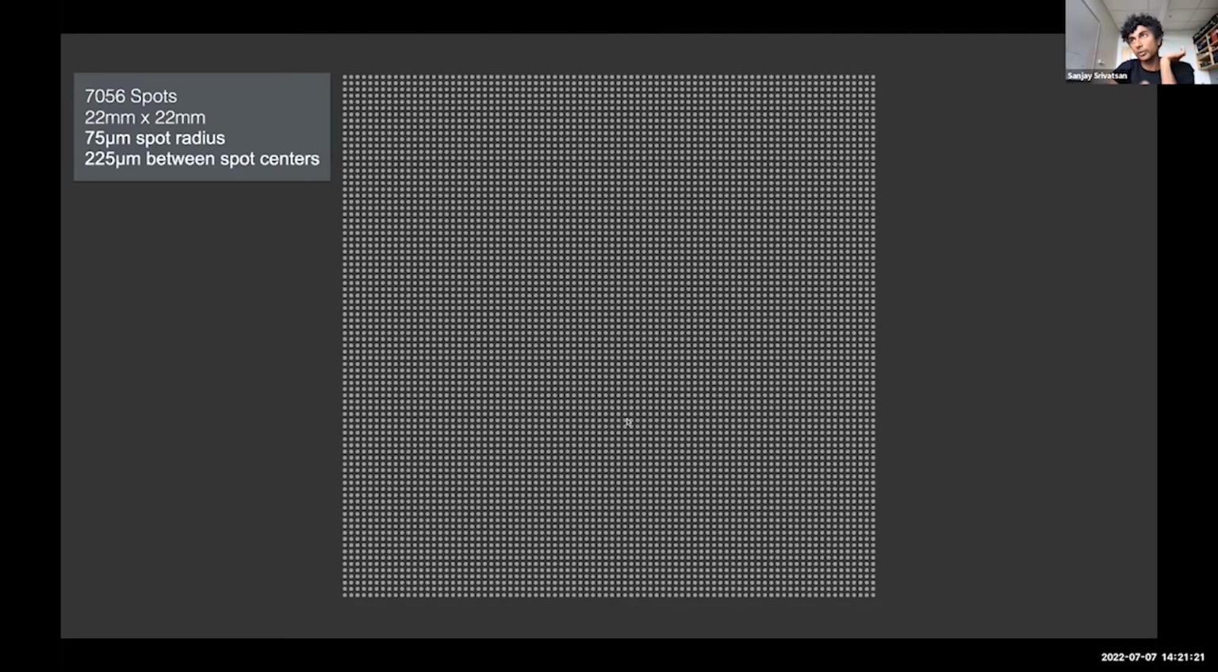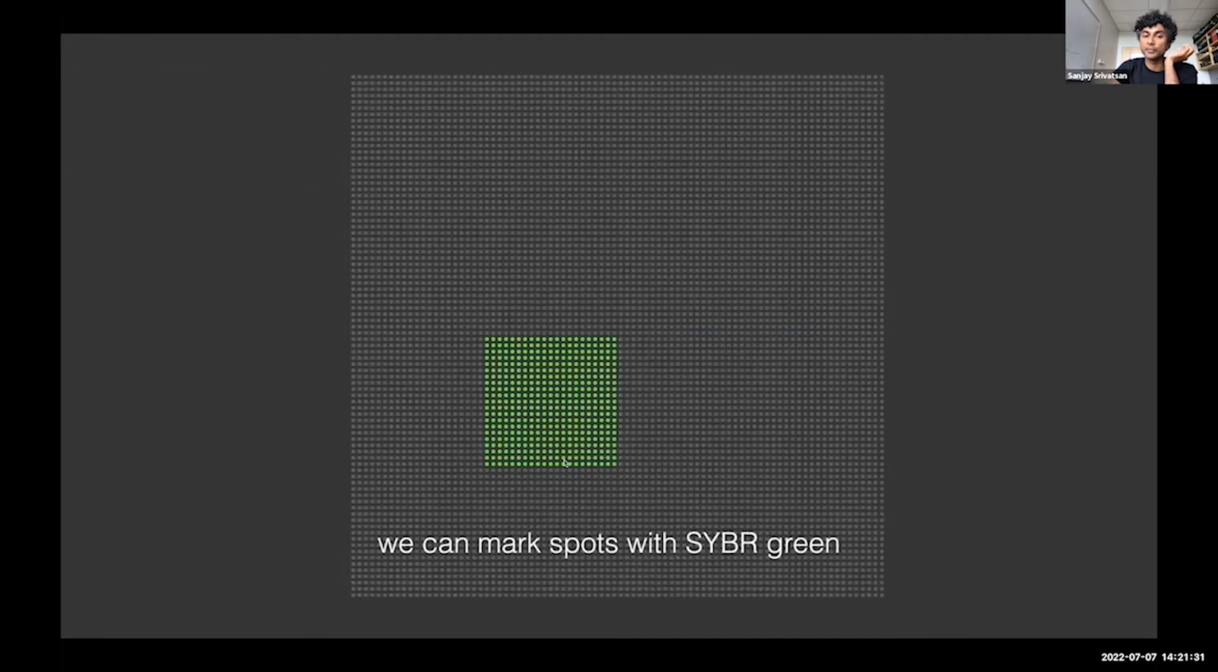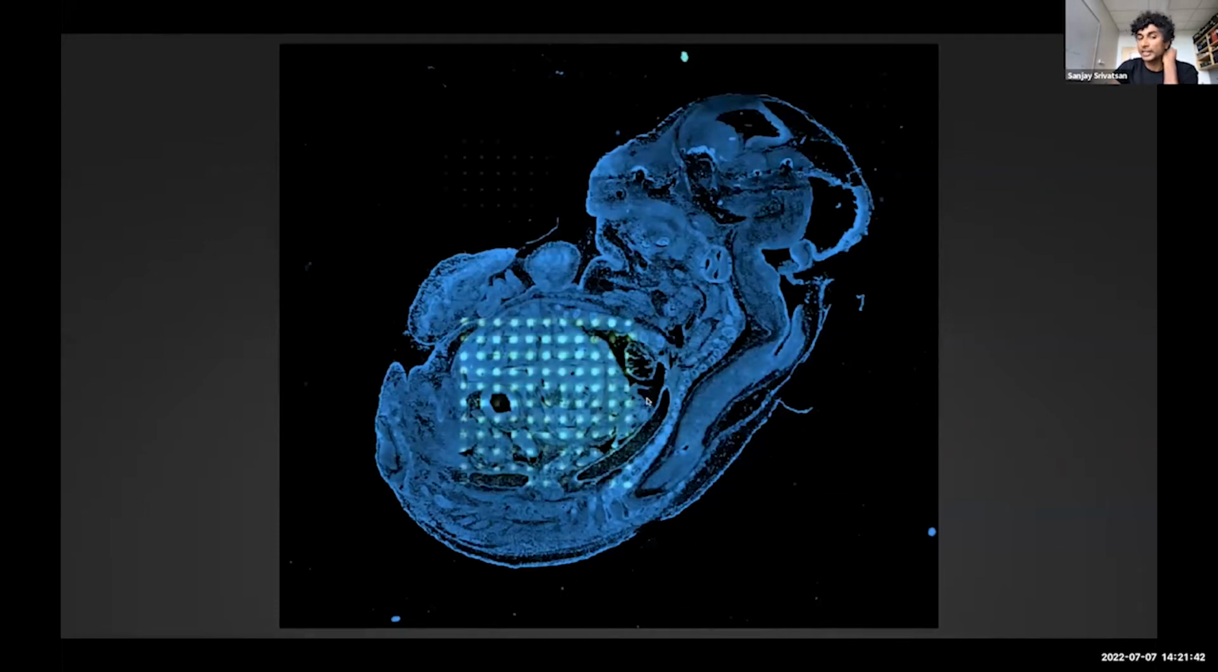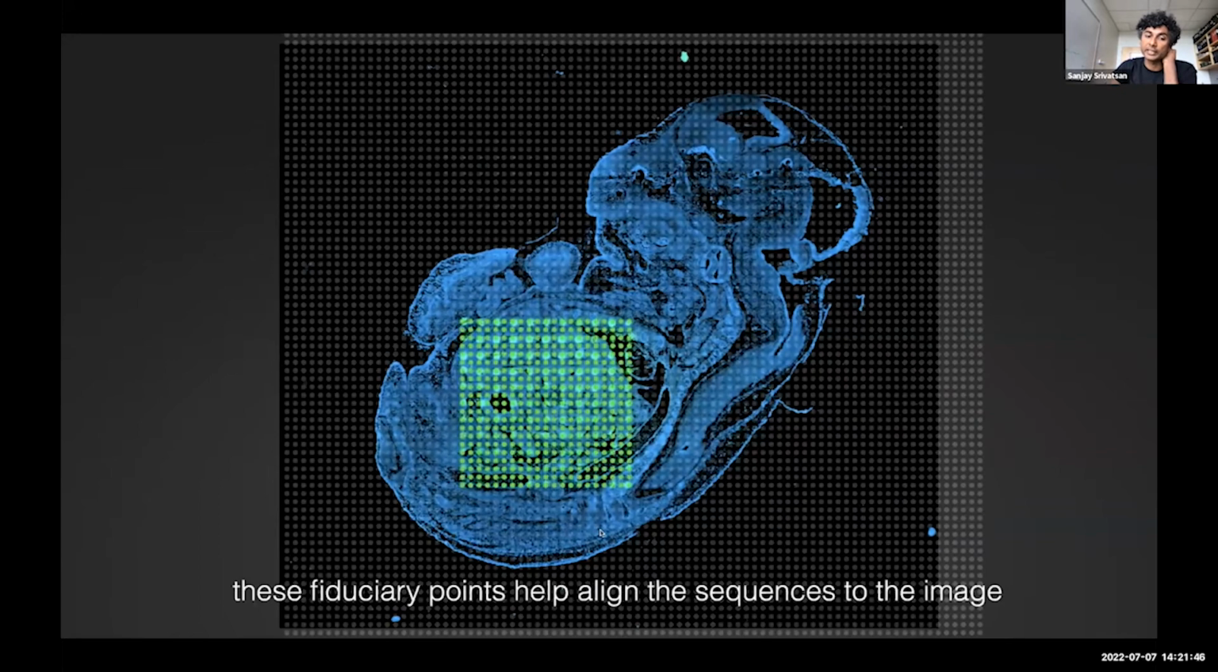At this point, this is a relative position, and we lost some of that measurement from just visualizing the embryo itself. So to conserve that information, we can also mark some of these spots with a fluorescent molecule, SYBR Green. And so when we transfer these oligos onto the embryo, these fluorescent spots also get transferred. And effectively, these fiducial points help us align the sequences to this image itself.